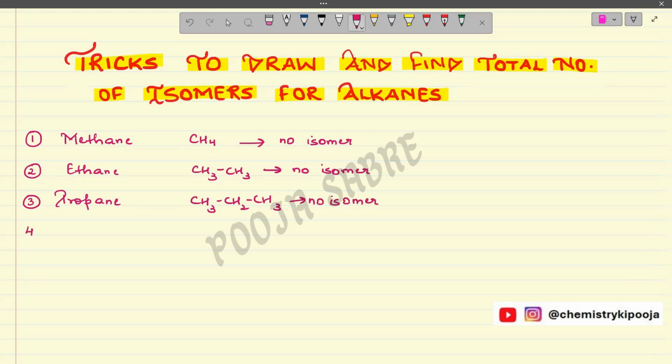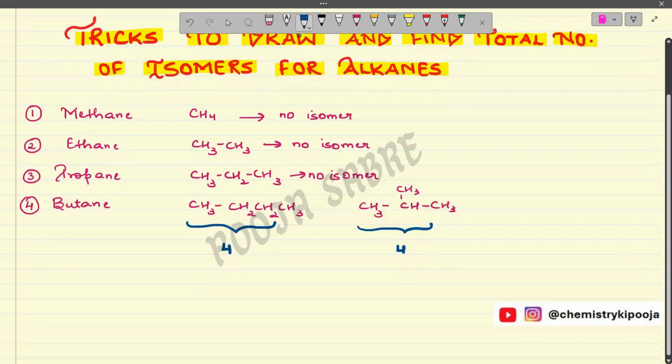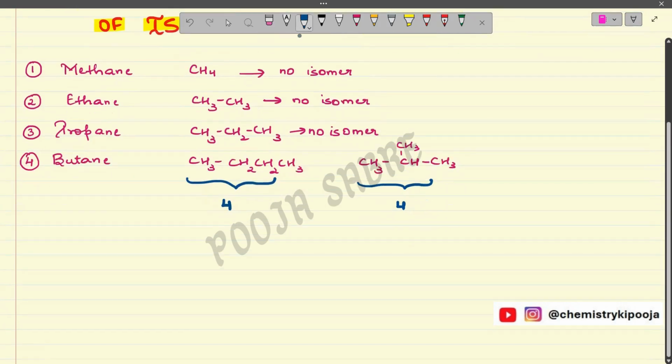But if I look into butane, let us write down the structure of butane. Butane is CH3-CH2-CH2-CH3. The same structure, I can also write in this way, with a branched chain. If I look at both structures, there are a total of 4 carbon atoms, isn't it? So I call these two isomers of each other. And how many isomers are possible, students? For butane, looking at the structures, there are a total of 2 isomers.